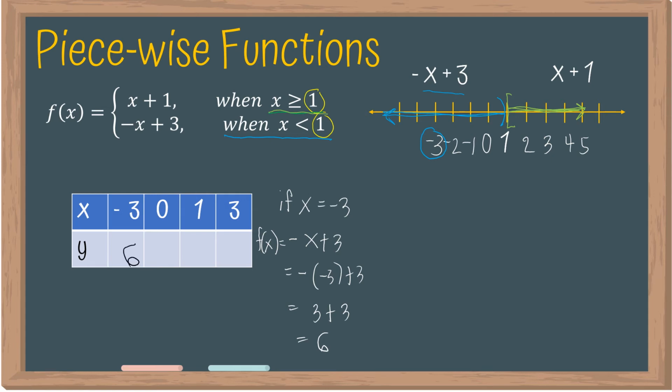Second one, how about if x is equal to 0? Hanapin natin si 0. So ayun, ang ating 0. As you can see, eto siya. Still, nandito pa rin siya sa ating second subfunction, which is negative x plus 3. So, using the same subfunction, f of x will be equal to negative x plus 3. That will be negative, substitute 0, 0 plus 3. That will give us 3. So, the value of our function at x is equal to 0 will be 3.